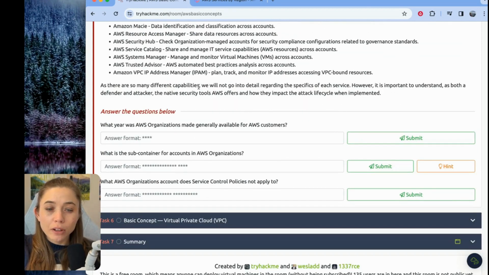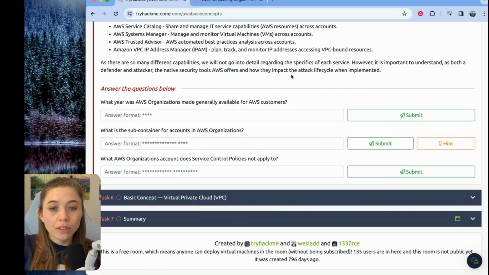As there are so many capabilities, TryHackMe has the same mindset I do. As there are so many different capabilities, we will not go into detail regarding the specifics of each service. However, it's important to understand, as a defender and attacker, the native security tools AWS offers and how they impact the attack lifecycle. Okay, here are our questions for task 5.